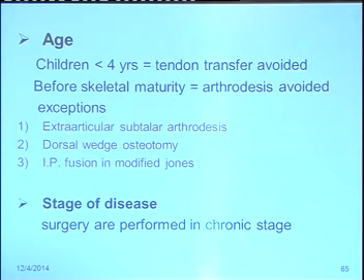Now, if you consider the age, if the child is less than 4 years, usually you avoid tendon transfer. Before skeletal maturity, you avoid arthrodesis, except you can use an extra-articular subtalar arthrodesis or a dorsal wedge osteotomy from the calcaneum or IP fusion in modified zones. Surgeries are usually performed in the chronic stage.